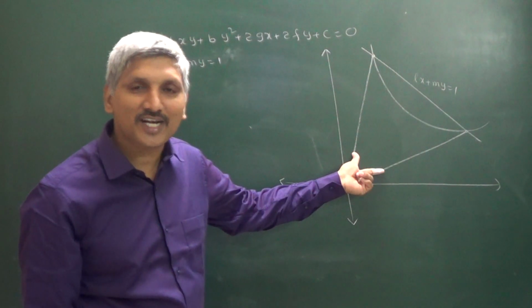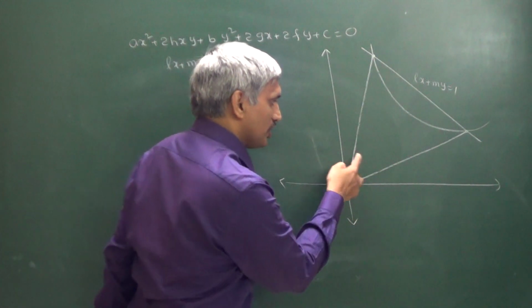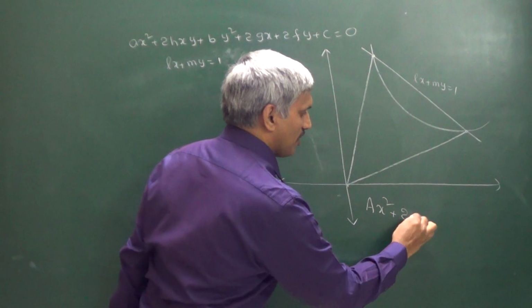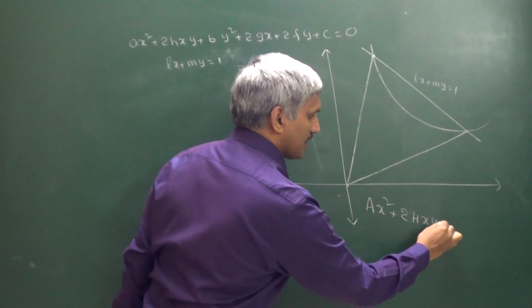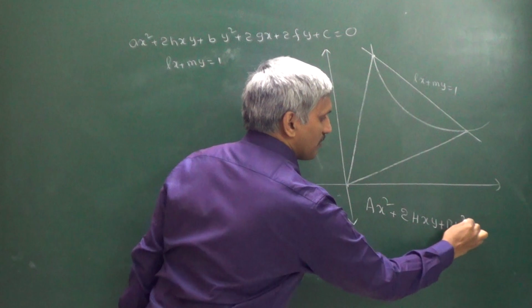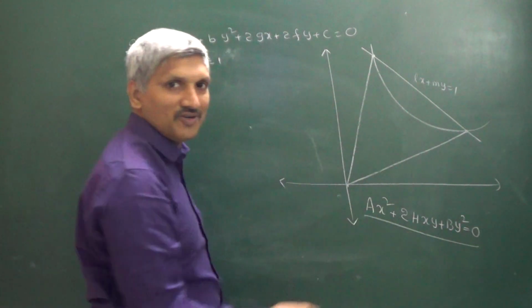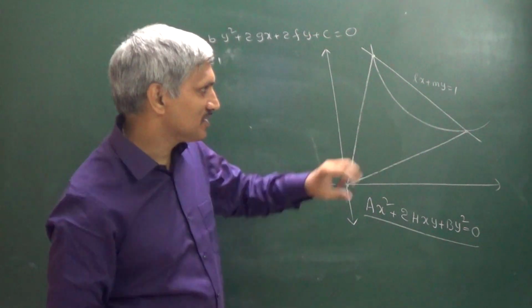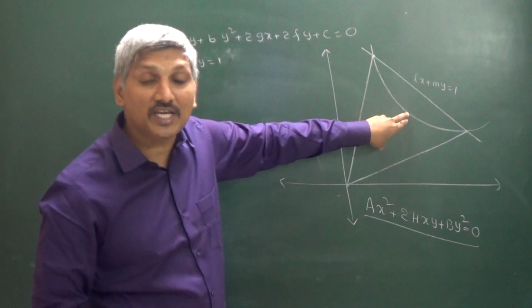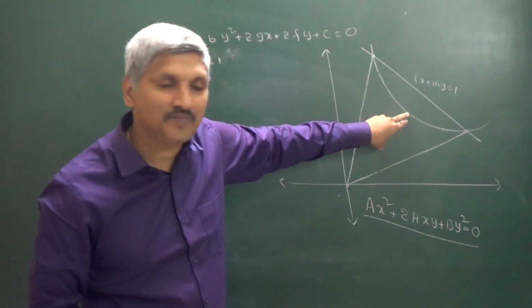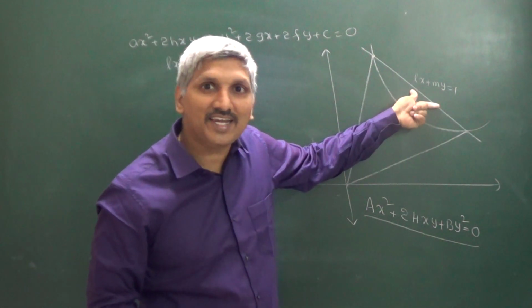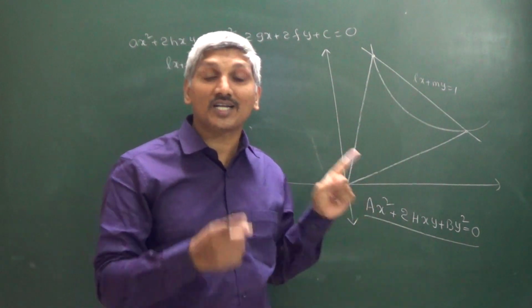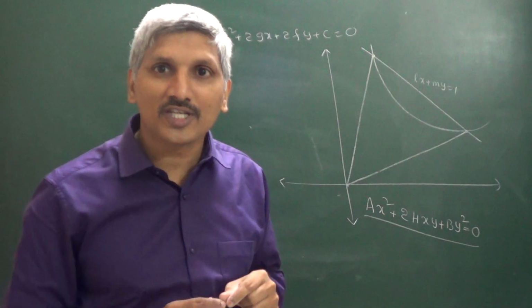Whenever two straight lines pass through the origin, their combined equation must be in the form ax square plus 2hxy plus by square equals 0. That means the general second degree non-homogeneous equation, with the help of this given line, we are converting into a homogeneous equation. That process is called homogenization.